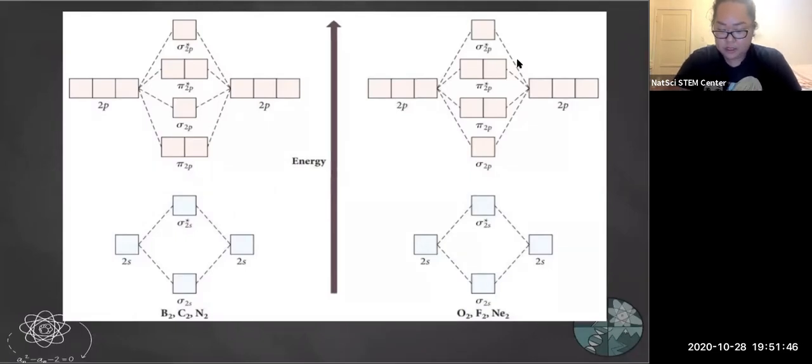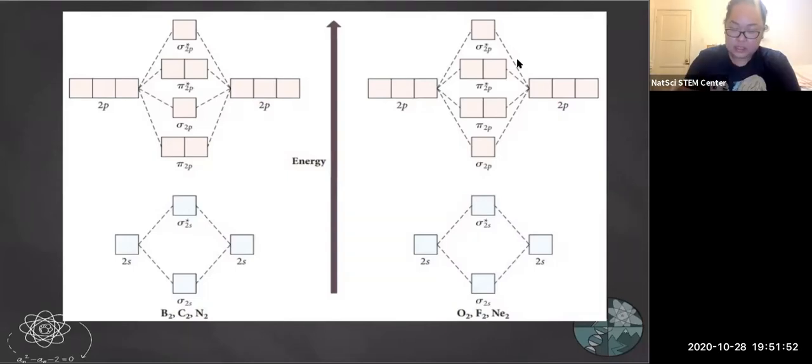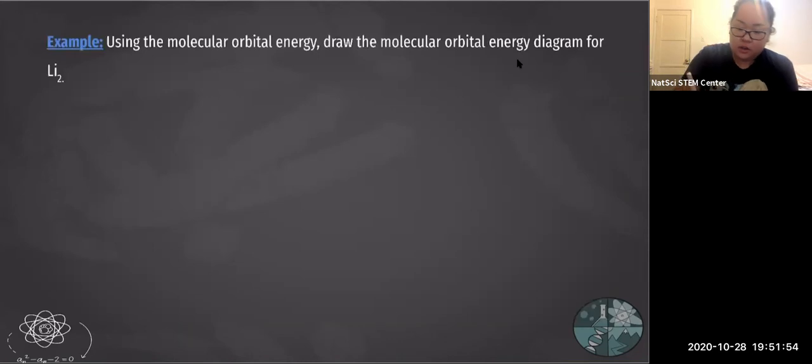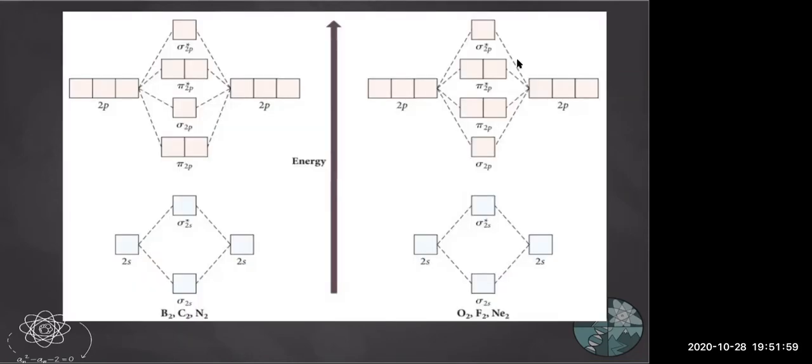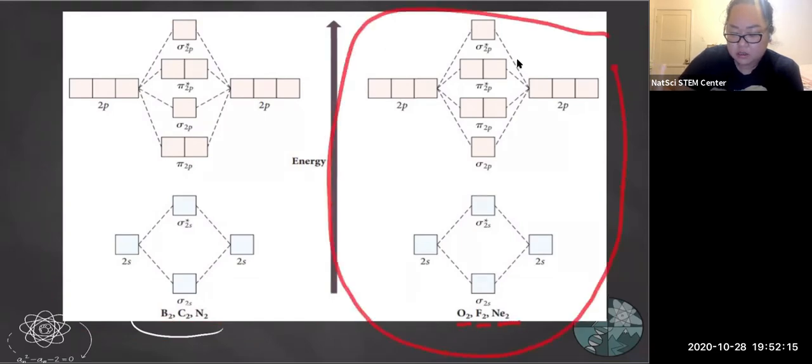We'll do the first one together just because it's easier to see it. So I'm going to draw it. This will be your reference. Typically you can use this diagram specifically for B2, C2, N2, O2, F2, and Ne2. You would use this one.